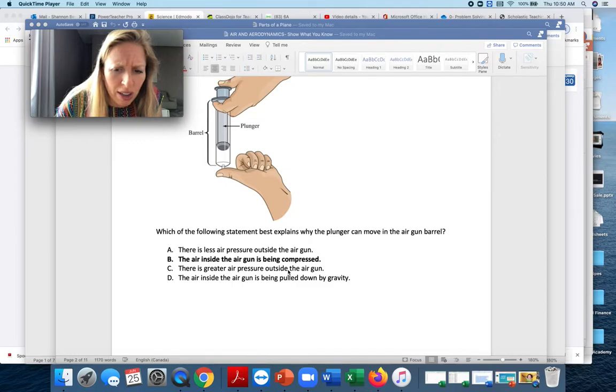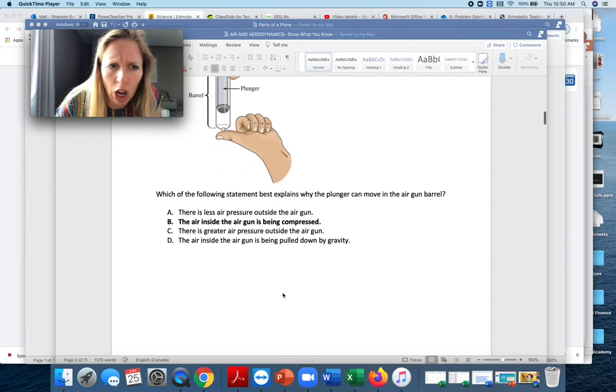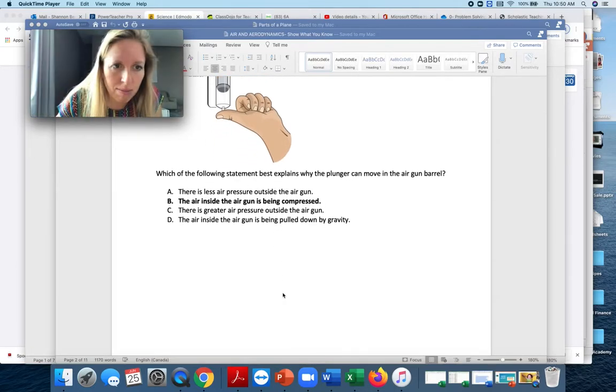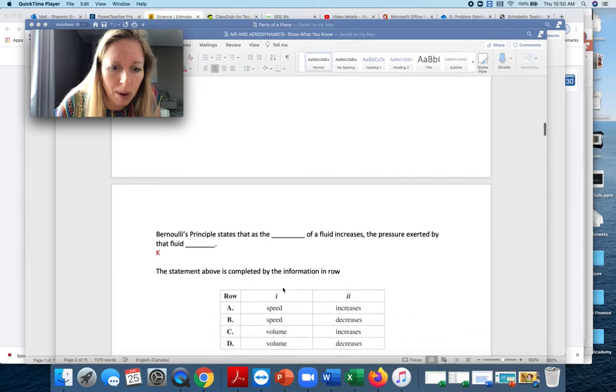Air pressure is greater outside the gun. That's fully incorrect. And then the air inside the gun is being pulled down by gravity. Not in this example, because you could have it flipped upside down. It doesn't matter. Gravity doesn't play an impact in this experiment.